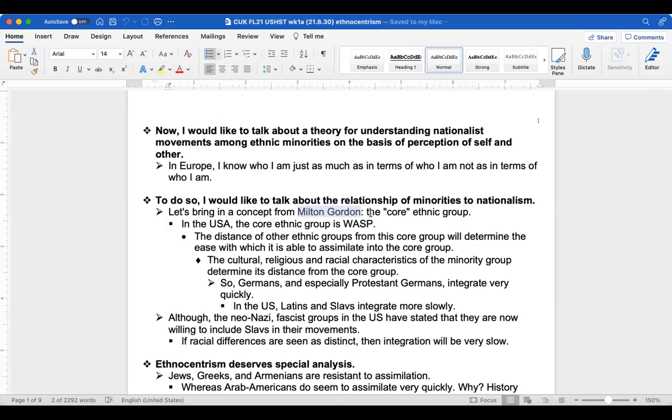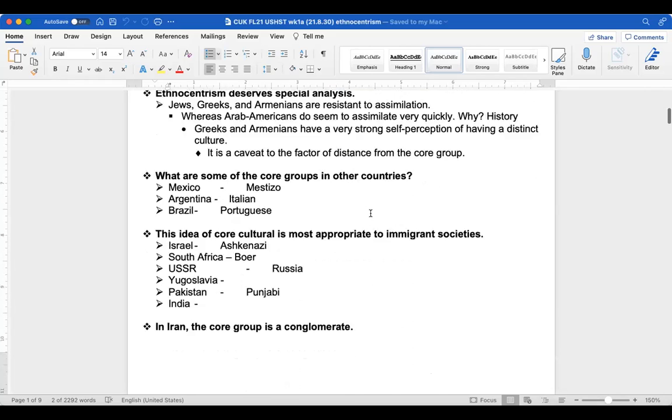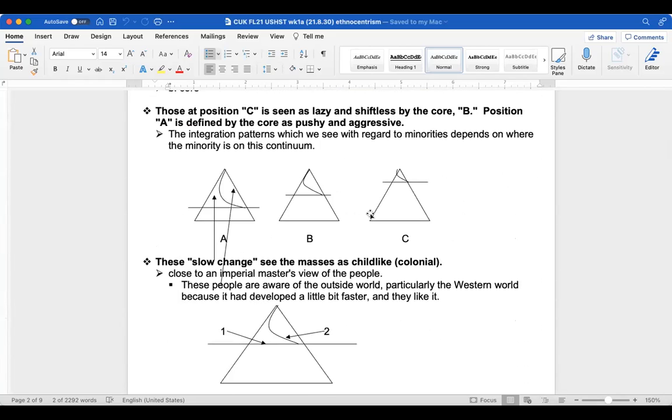So what is the core culture of Germany? Germany! What is the core culture of Poland? Polish! But what is the core culture of Argentina? What do people want to assimilate into? This is the core culture. That is the group of people. Usually it's the majority of the population.